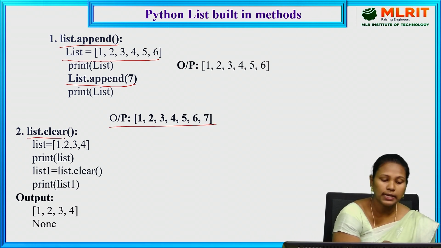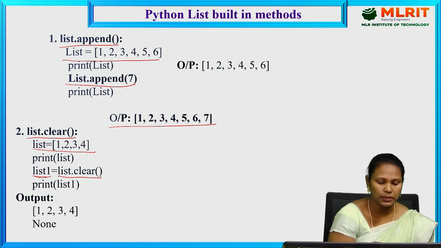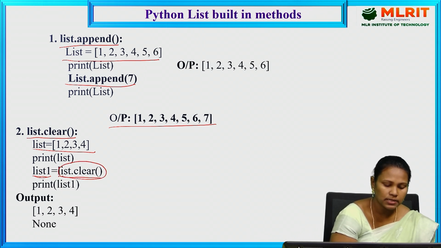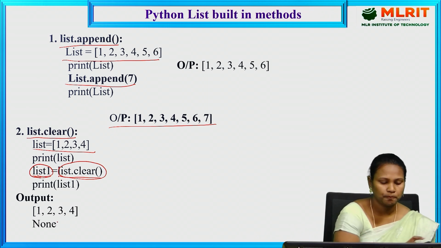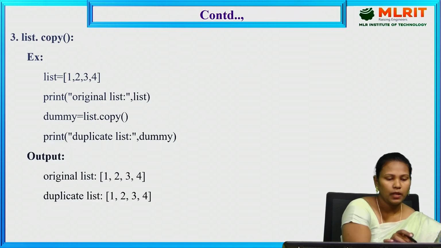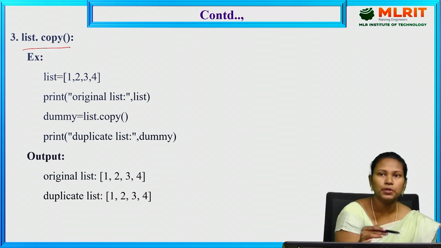The next one, list dot clear. It clears the list elements. So list 1 is equal to a list containing values. Now list 1 dot clear means it removes the elements, so nothing is there in list 1, meaning an empty list.